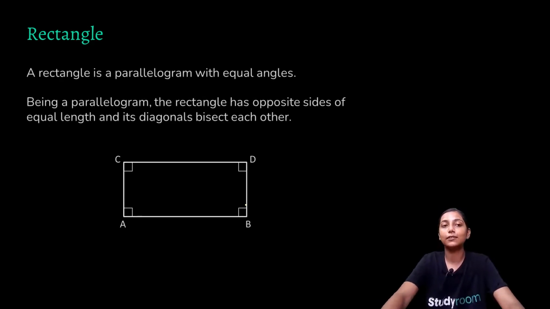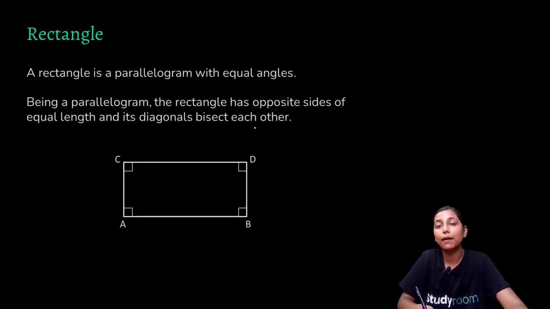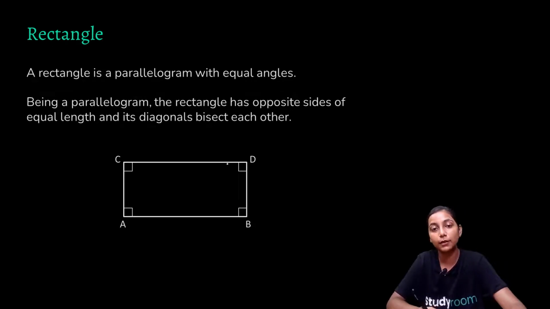Next we have another parallelogram, that is the rectangle. A rectangle is a parallelogram with equal angles. Being a parallelogram, the rectangle has opposite sides of equal length and its diagonals bisect each other. So what is actually a rectangle? A rectangle is a parallelogram with all angles equal, not just opposite angles, but all the angles. When they are equal, we can say that it is a rectangle.